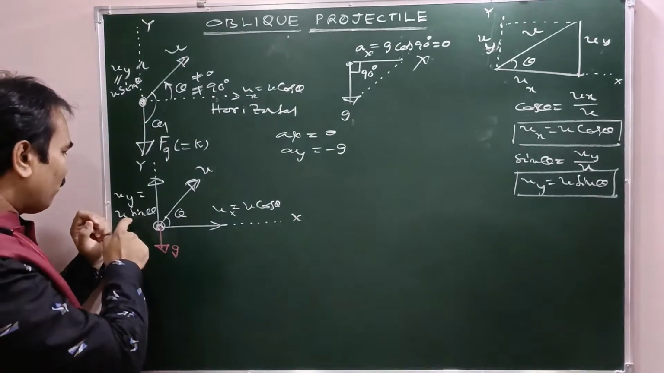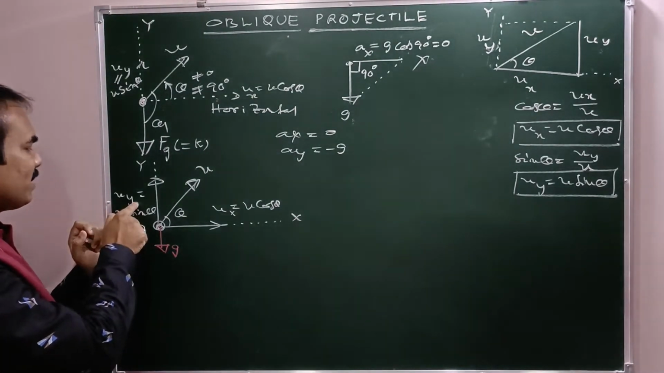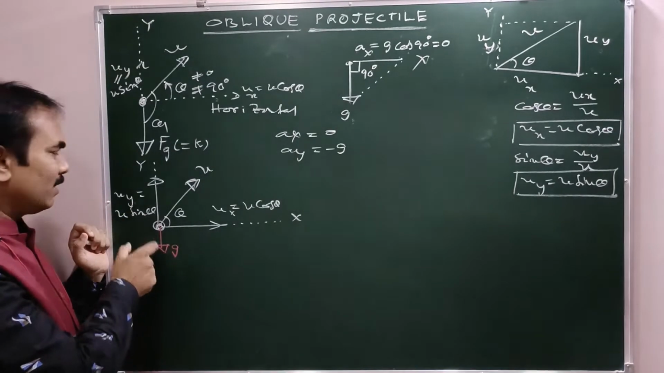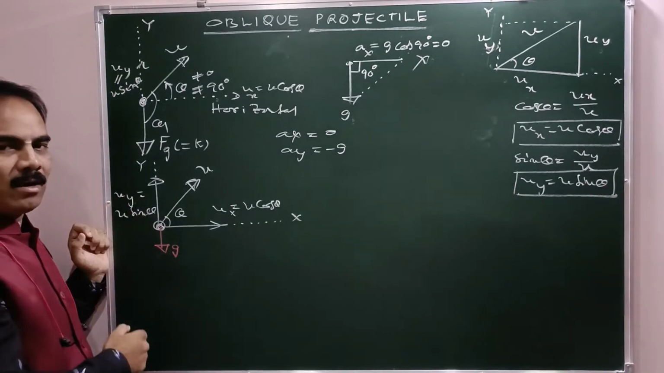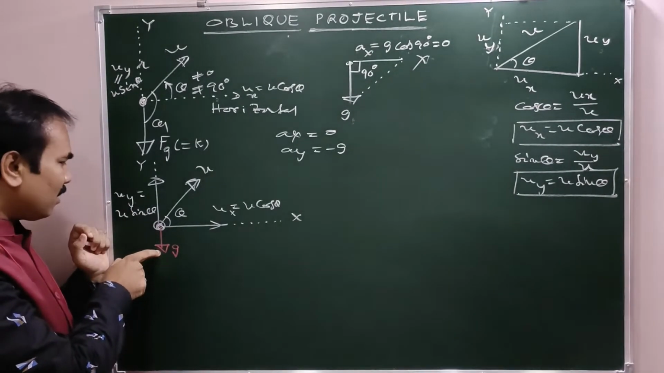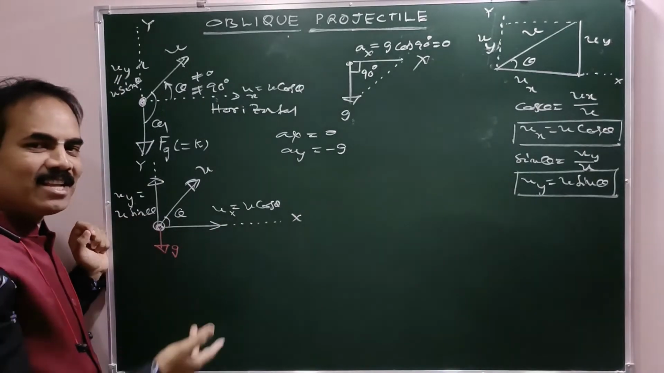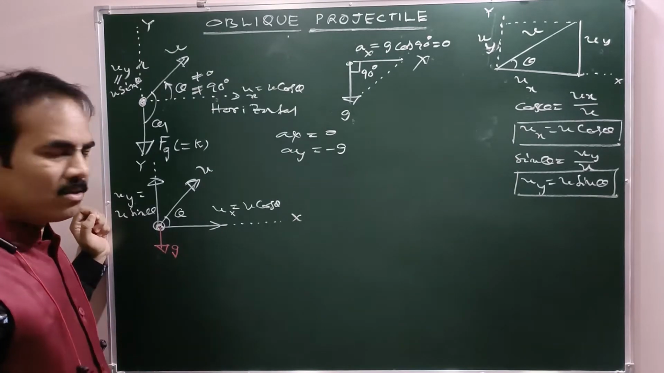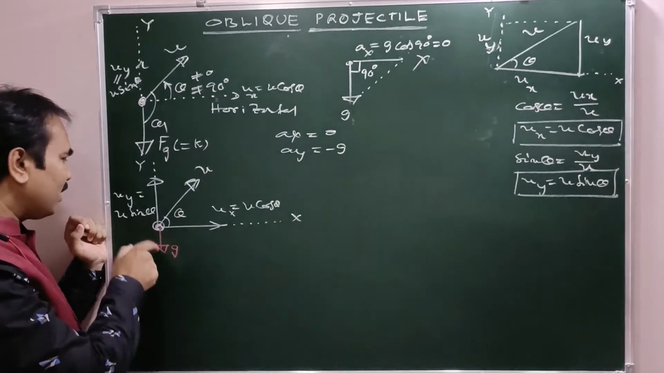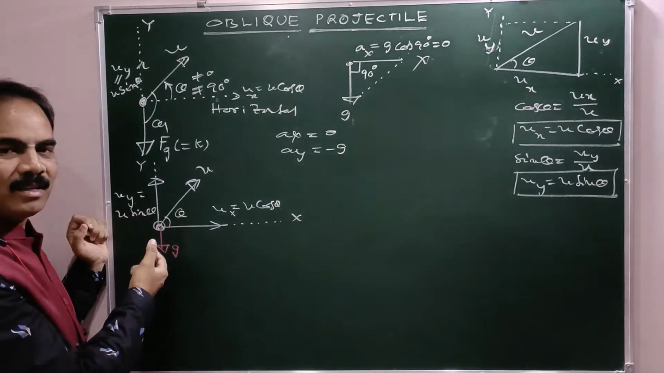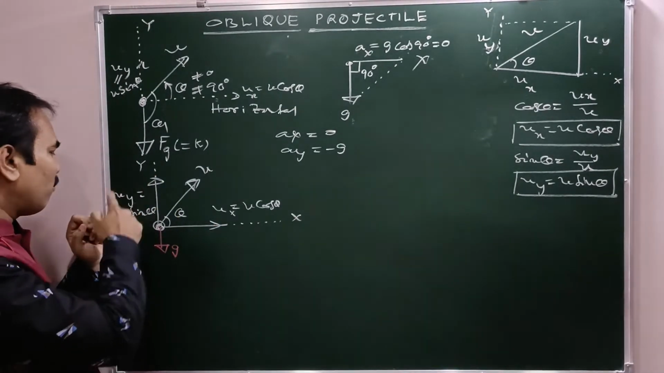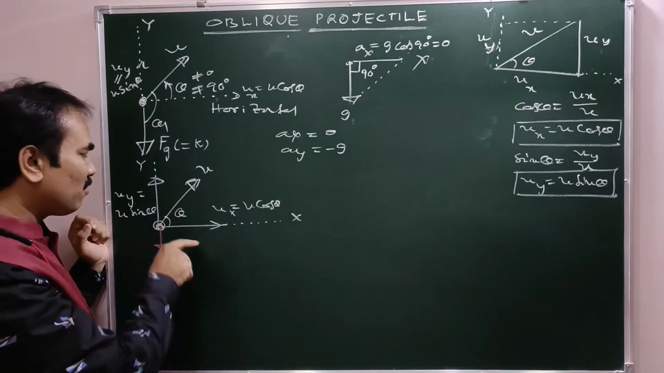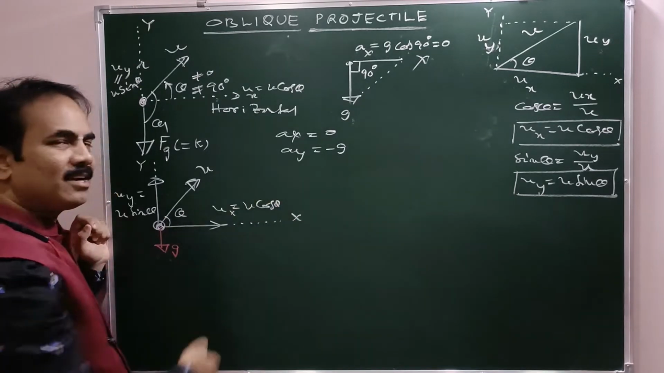Now coming to the vertical component, uy is opposite to g. Therefore, g affects the vertical component. Here acceleration and speed are opposite to each other, which is the indication of retardation. So because of g, the vertical component gradually decreases with time. Therefore vertical motion is under retardation, but horizontal motion is uniform, because there is no component of g along horizontal. So u cos theta is constant.